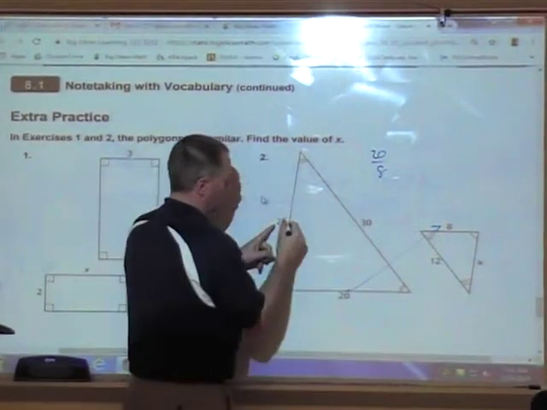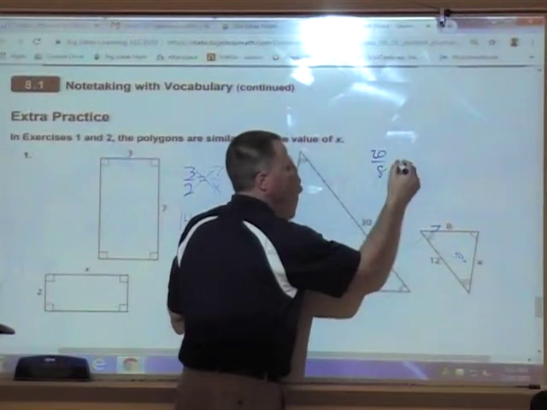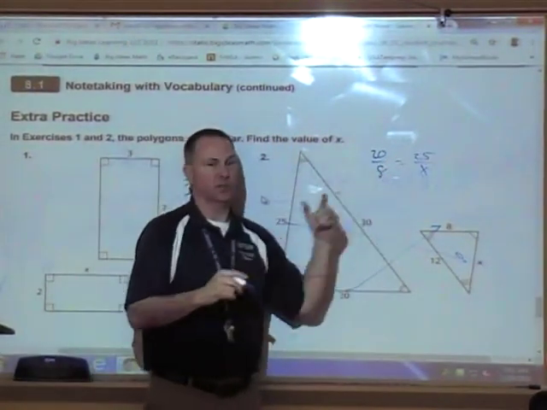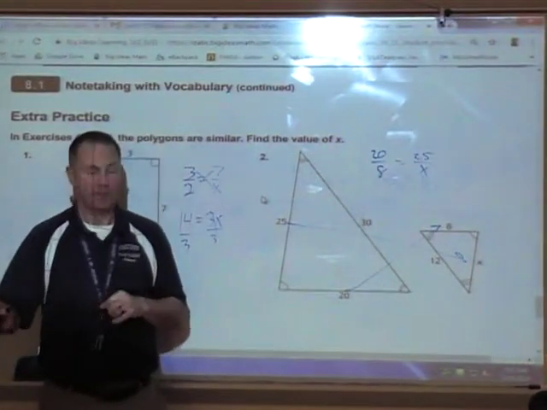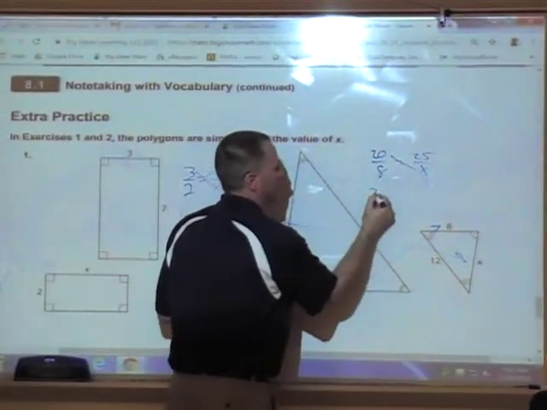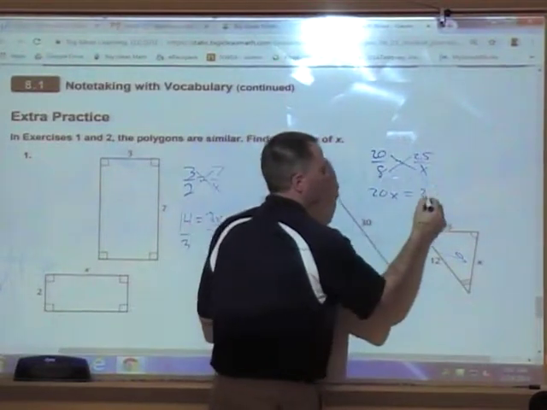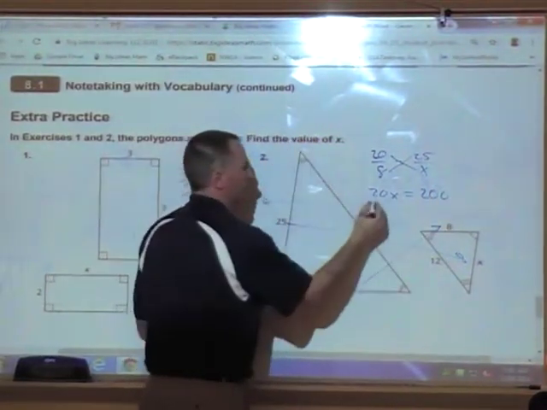So now we're doing 25 is to x. Make sure you go the same direction. Don't go 20 is to 8 and then x is to 25. That's backwards. And we cross multiply 20 times x, and then equals for the other cross, 8 times 25 is 200. Divide by 20.